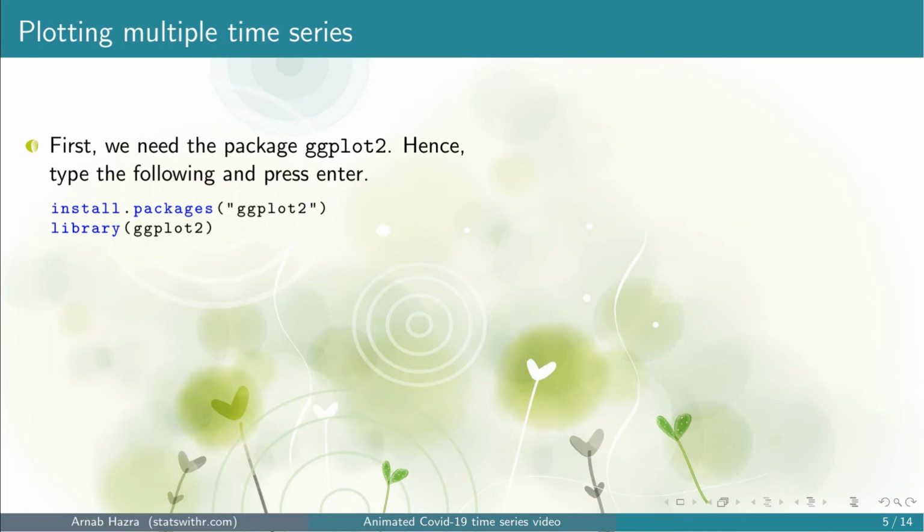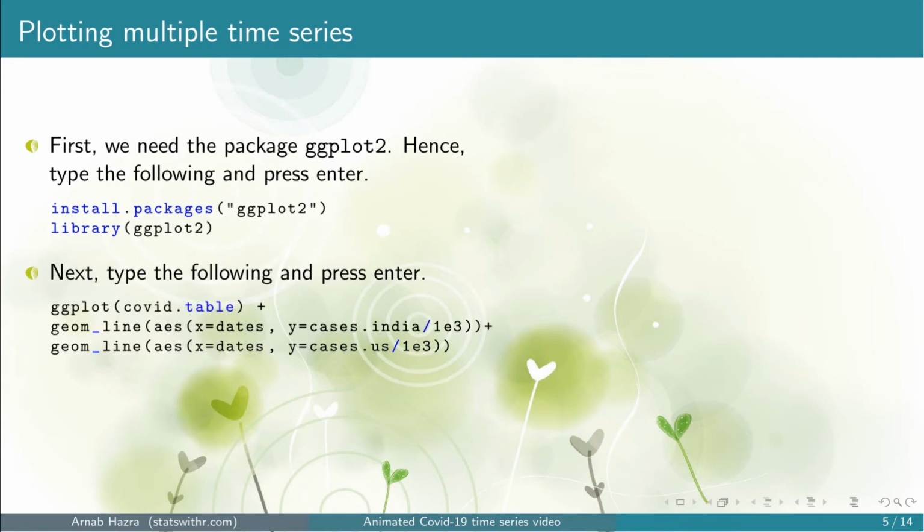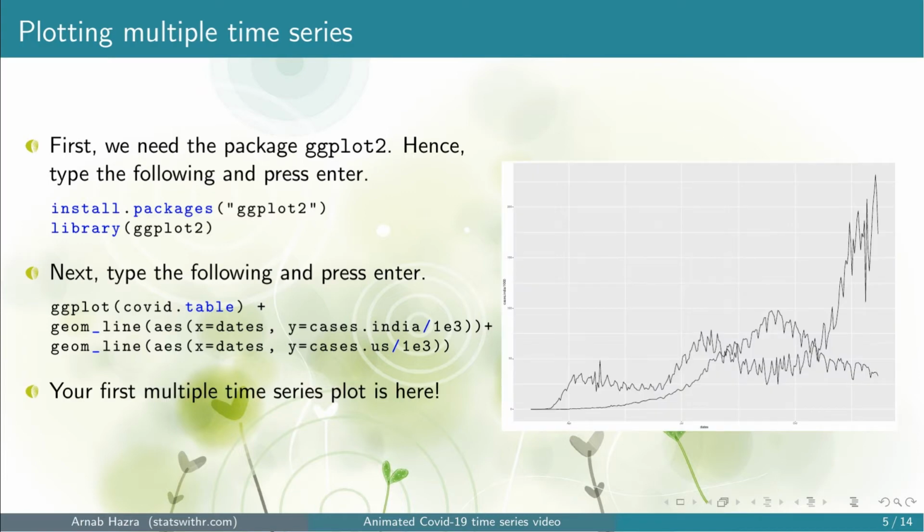Similar to the single time series case, first we need the package ggplot2. So install and call the package into R. Now we are ready to create the ggplot. Next, in the console window, type ggplot covid.table, the final data frame, plus geom_line within aesthetics, x equals to dates, y equals to cases.india divided by 1000, plus similar line with cases.india replaced by cases.us. Here we want to plot the number of cases in thousands and hence divide the actual numbers by 1000 similar to the single time series. Now press enter. Okay, you get your first multiple time series plot.